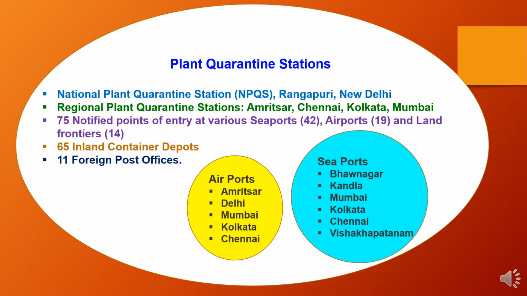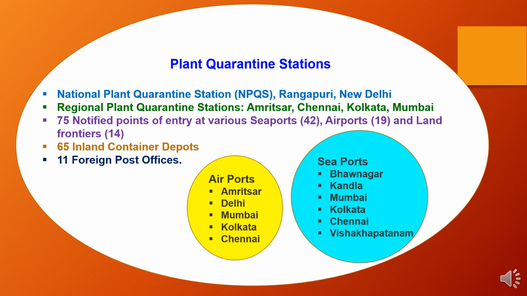Here we focus on plant quarantine stations. The National Plant Quarantine Station is situated at Rangpuri in New Delhi, and regional plant quarantine stations are at Amritsar, Chennai, Kolkata and Mumbai. There are 75 notified points of entry: at various seaports, around 42; there are 19 airports; and land frontiers, around 14 stations.